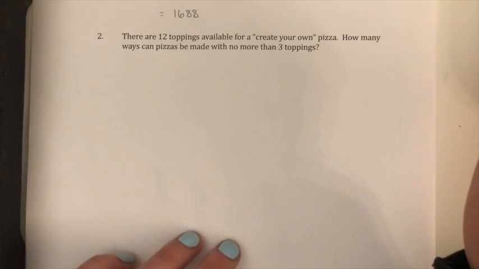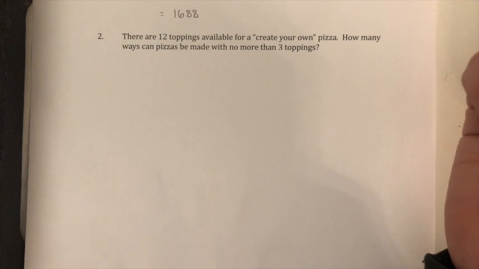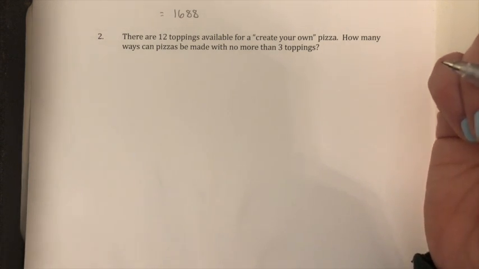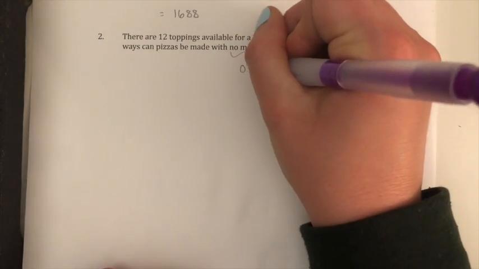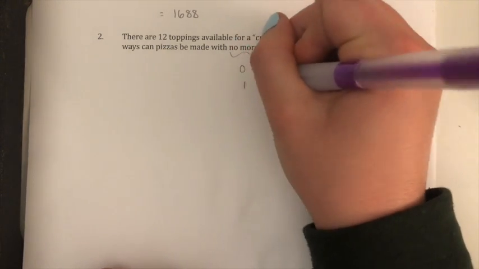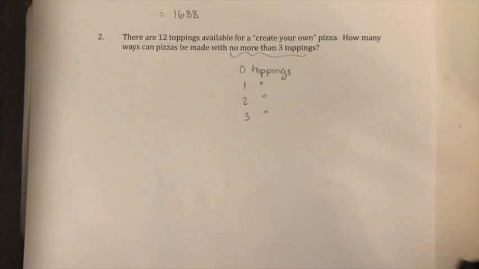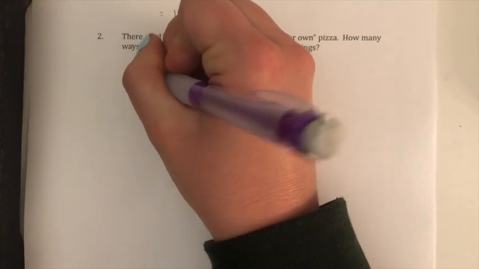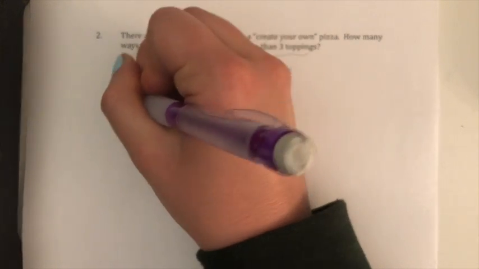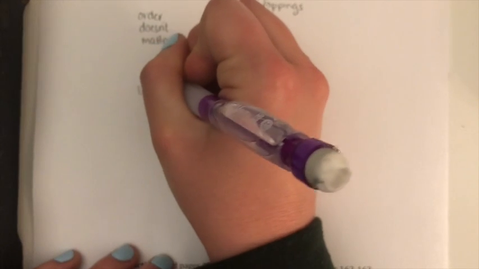The last one that we want to look at is if there's 12 pizza toppings available for a create-your-own pizza, how many ways can a pizza be made with no more than 3 toppings? No more than 3 toppings means you can have 0 toppings, 1 topping, 2 toppings, or 3 toppings. Each of those is a different situation that we're going to calculate for. Again, with pizza toppings, order doesn't matter. If we're doing 0 toppings, if we have 12 toppings to choose from and we're choosing 0, there's only one way, only one combination we can get.